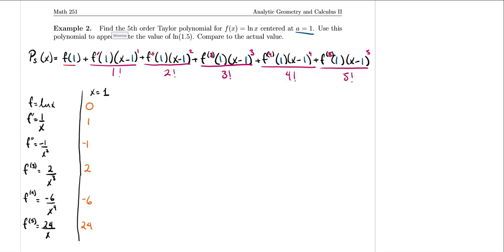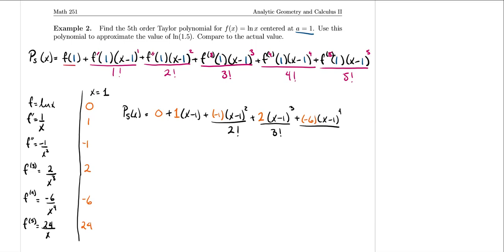So now that we have this, we are ready to plug things in. So we're going to have P5 of x equal to f of 1, which gave us a 0, plus the first derivative evaluated at 1, which gave me a 1, times x minus 1, plus the second derivative evaluated at 1, which was a negative 1, times x minus 1 squared divided by 2 factorial, plus a 2 times x minus 1 cubed over 3 factorial, plus the next derivative here was a negative 6, times x minus 1 to the 4th divided by 4 factorial, plus a 24 times x minus 1 to the 5th divided by 5 factorial.